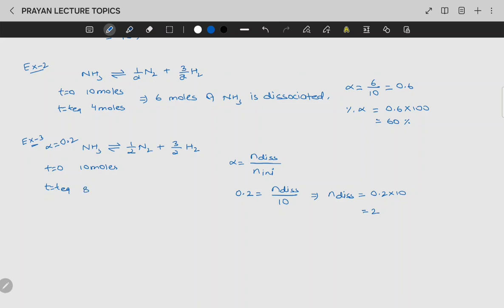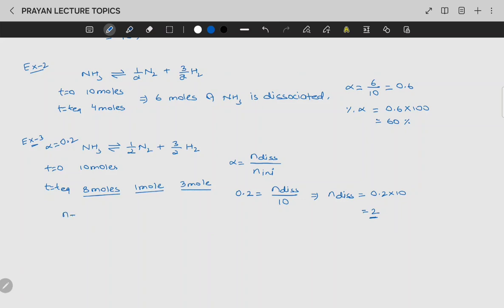It means out of 10, 2 moles are dissociated. So moles left will be 8 moles. Now 1 mole of NH3 will give half mole of N2, so the 2 moles of NH3 which are dissociated will give 1 mole of N2. And 1 mole of NH3 gives 3 by 2 moles of H2, so 2 moles which have dissociated will give 3 moles of H2 gas. Like this we can find the moles of all the components.